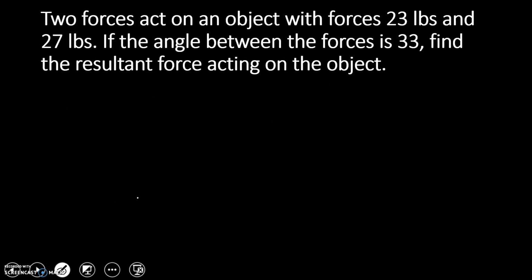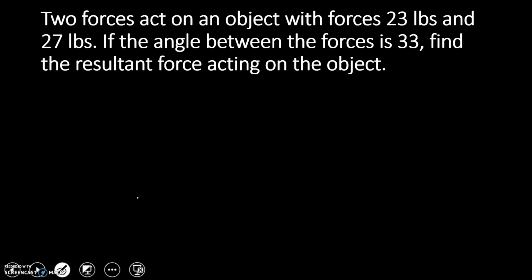Moving on. So this is a word problem you should be pretty familiar with. So we have two forces acting on an object with force 23 lbs and 27 lbs. If the angle between the forces is 33 degrees, find the resultant force acting on the object. So to do this, you will have to use the law of cosines. And you should know how to do law of cosine problems, right? Because you did them in semester 1.